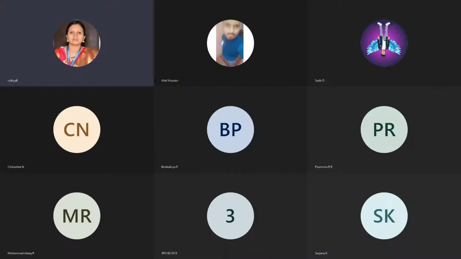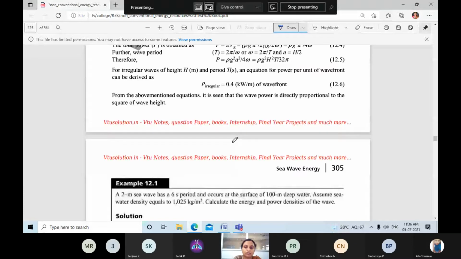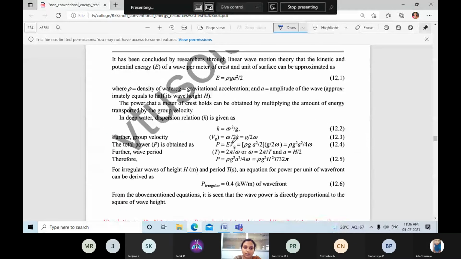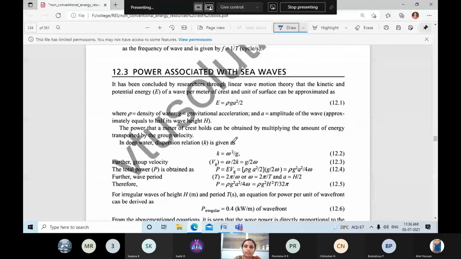The wave energy availability and the equation for it. Power associated with sea waves, and the equation for power. Next we shall discuss the problems.